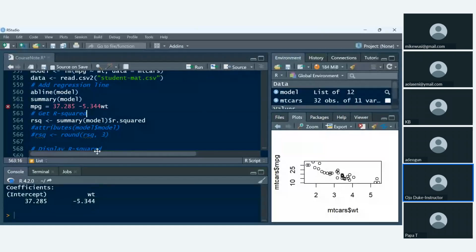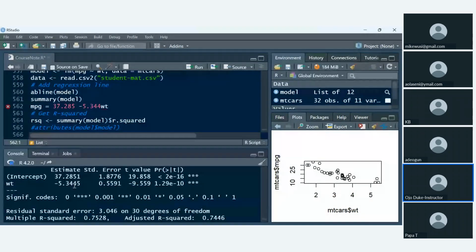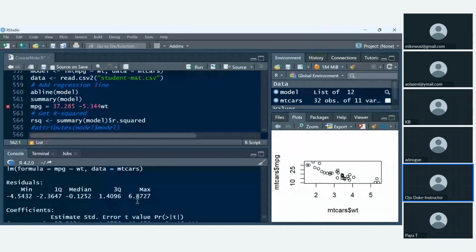37.285 minus 5.344. I'm sure you understand why we wrote it like this. This is the intercept, and this minus 5.344 is the slope. So you can use this. I said, how do we display the summary? If you want to display the summary of the model so that more details can show, you use the word summary on your model. So you pay attention to this right hand side.